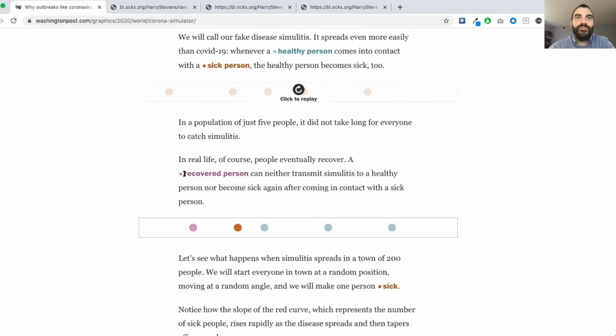And I also wanted to introduce this idea that people can recover from this disease that we're calling simulitis. Again, I'm taking some creative license, right? Because a lot of people, of course, don't recover from real diseases and they die. But in this case, just to keep it simple and less morbid, I didn't want to kill off any of the dots. Also, there's some debate over whether people who actually get COVID-19 might be able to get it again in a mutated form. That is not a property of simulitis. And again, that's just for simplicity's sake.